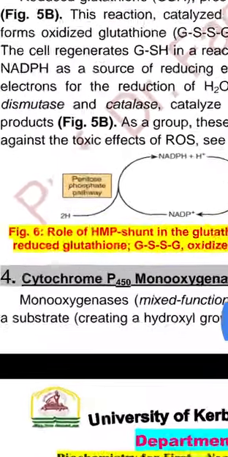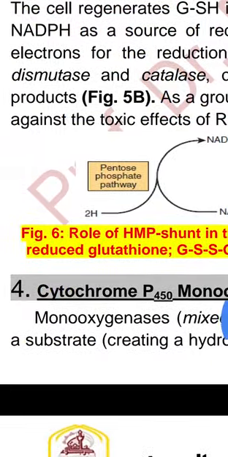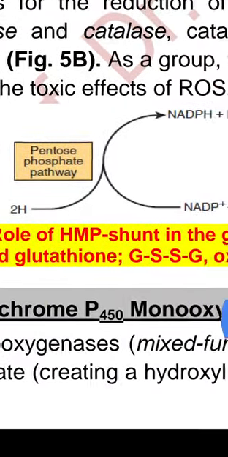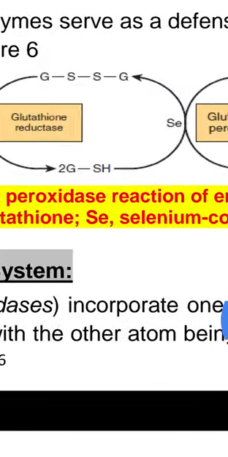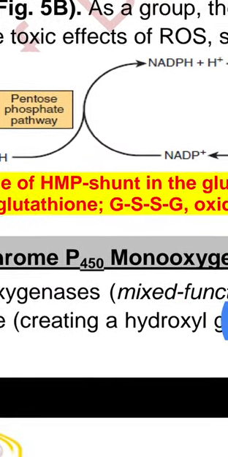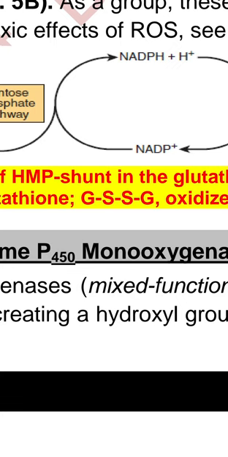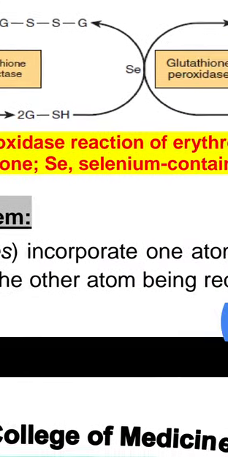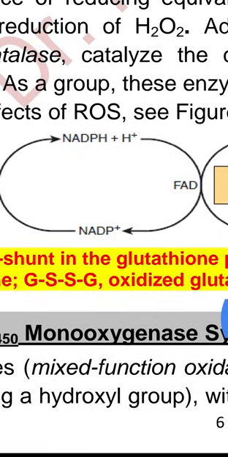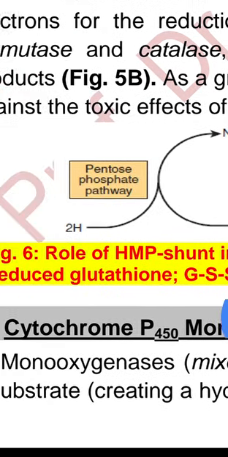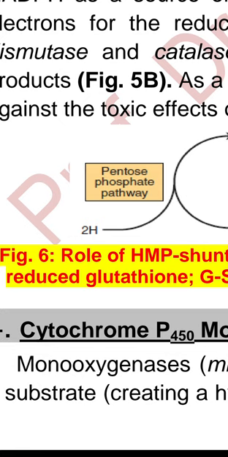وهذا واضح بالفيجر رقم 6, role of HMP shunt in glutathione peroxidase reaction of erythrocyte, GSH reduced glutathione, وكذلك regeneration of oxidized GSSG glutathione، ونحتاج إلى سيلينيوم أيون. أوكي، تلاحظون نفس التفاعلات أعلاه بالفيجر 5، هنا بالفيجر 6 تلاحظون role of reducing equivalent اللي جاية from pentose phosphate pathway.